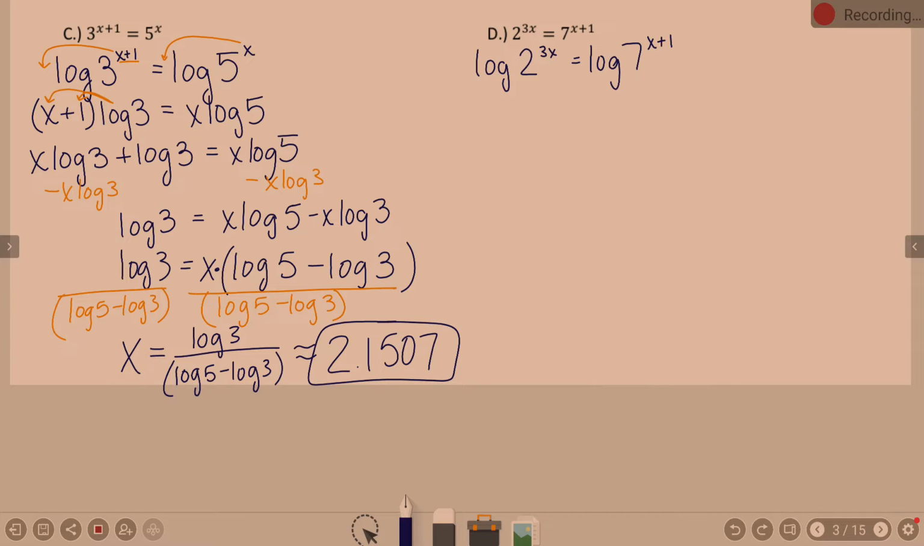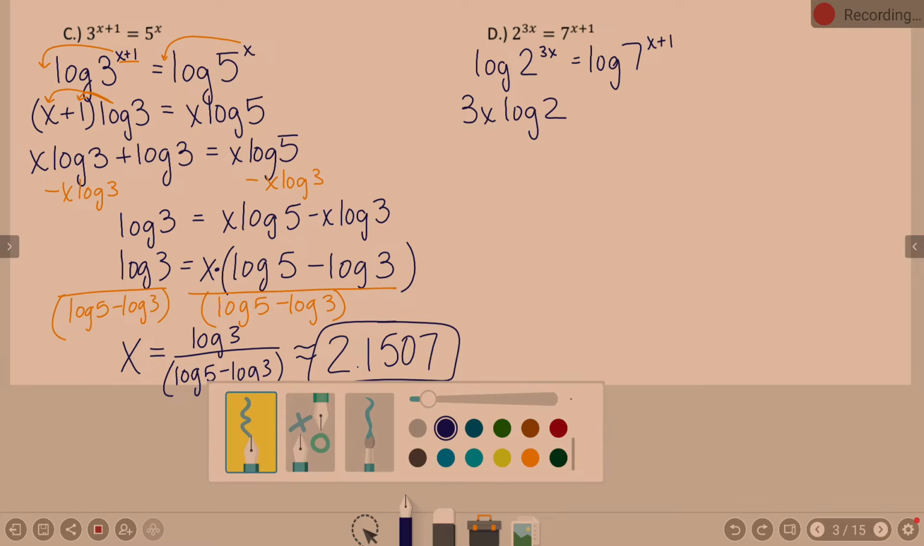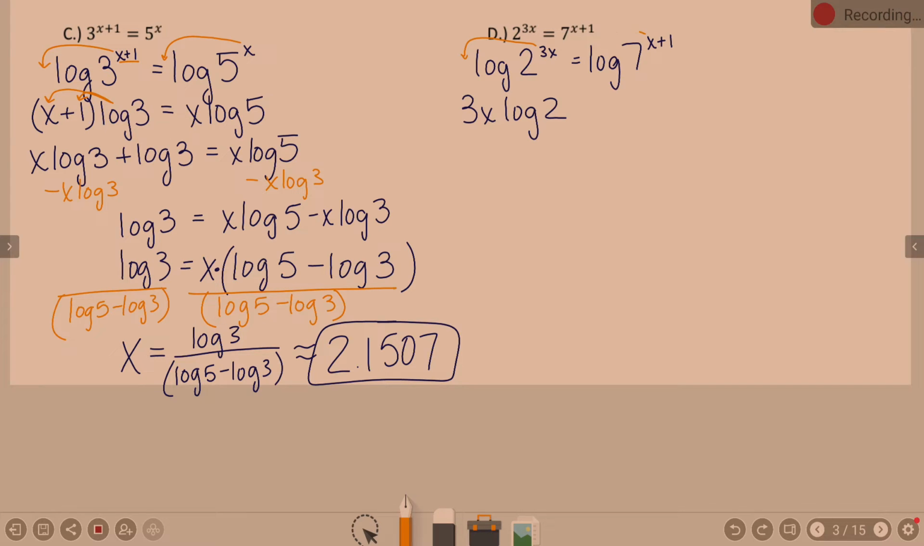The exponent. Okay, we're going to take those powers, those exponents, and move them out front. So on this first one, 3x times log of 2, which I personally am just going to write as 3x log 2. Because it's 3x and it's multiplied, you don't have to use parentheses there. When I move the x plus 1 out front, though, on the other one, you need to use parentheses. So x plus 1 times log of 7. Okay.